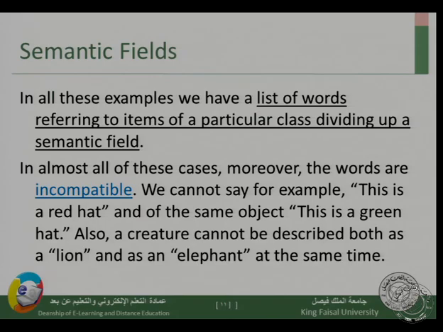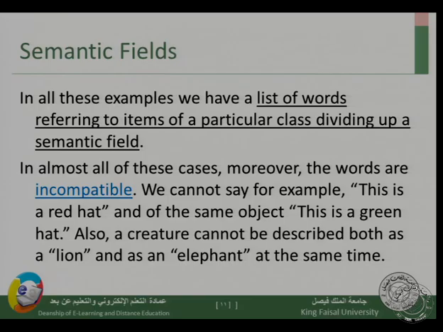In all these examples, here we have a list of words referring to items of a particular class, and these items divide up a semantic field. We also notice that in almost all of the cases we mentioned so far, these words are incompatible. What do you mean by incompatible? We cannot say that this is a red hat and then take the same hat and say this is a green hat. So red and green are incompatible. If something is all red, you can't say it's also all green. So these examples like red and green in the color semantic field in English, these words are incompatible.